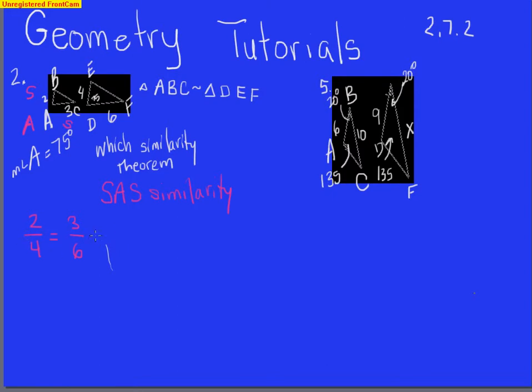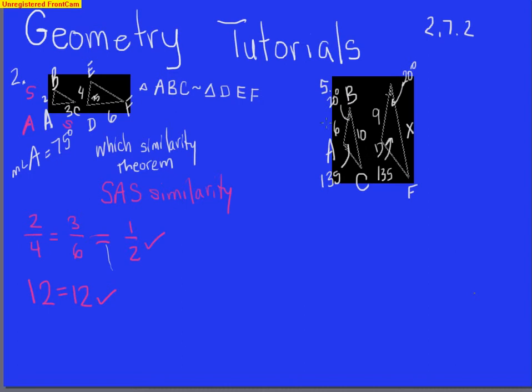There's two ways you can do this. You can actually see that they both reduce to a half. So yes, they are the same. Or you can cross multiply and check that the cross product is equal. And so that's the second way. And so yes, we know side angle side similarity will be the way we prove this.